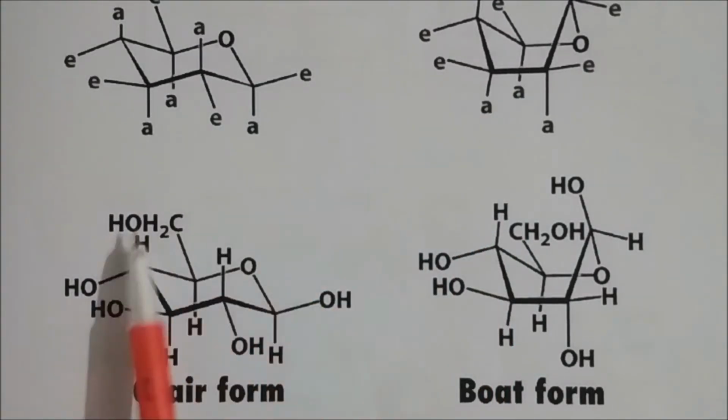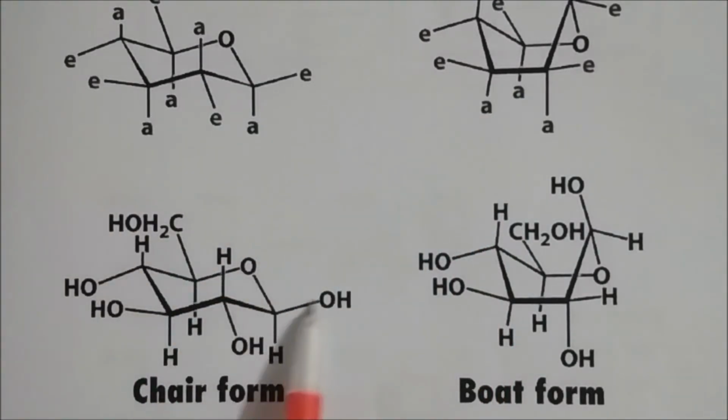You can see clearly and understand what the equatorial position is. These are all equatorial positions. That is why this form is more stable than your alpha form, in which the OH is in the axial position. So the chair form, this is called beta-D-glucose, is more stable.